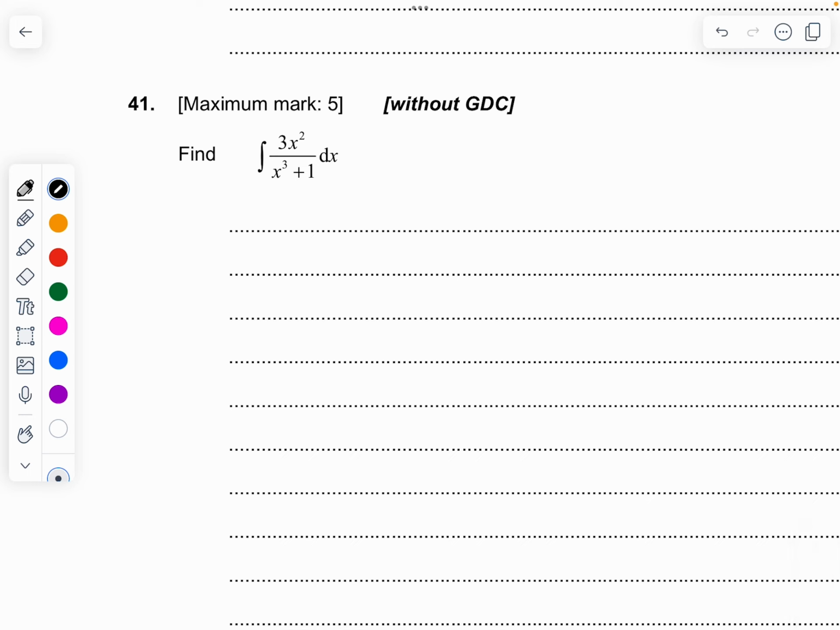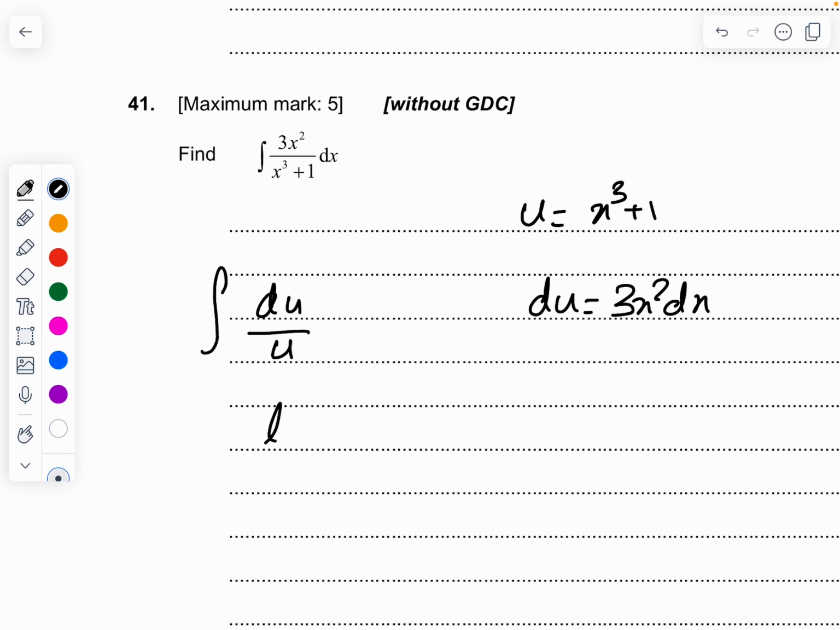Question number 42. For question number 42, we can do by substitution. u equals x cube plus 1. So du equals 3x square dx. So it becomes du divided by u, which is ln u plus c. So ln of x cube plus 1 plus c.